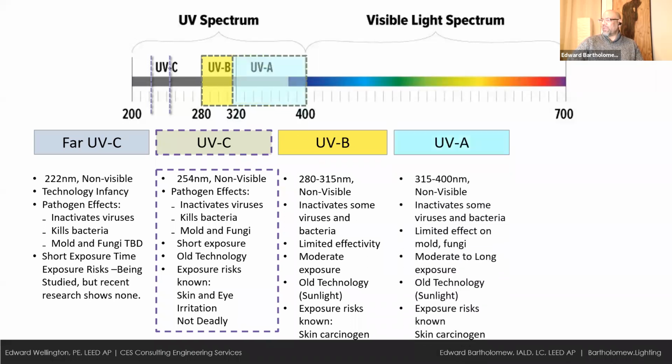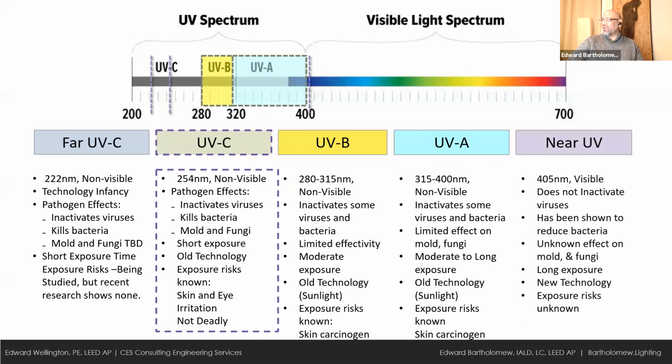aware of. And UVA actually has the exact same issues at 315 to 400 nanometers. Again, these are the non-visible wavelengths, so we don't see these, but they have a huge impact on us. And clearly overexposure causing skin burns and skin cancer are the risks associated with being exposed to these wavelengths. And then there's something called near UV.